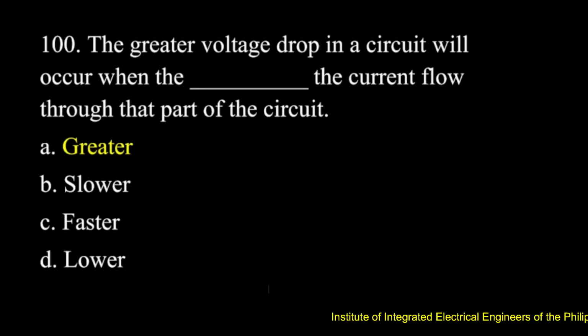The greater voltage drop in a circuit will occur when the current flow through that part of the circuit is blank. A. Greater. B. Slower. C. Faster. D. Lower.